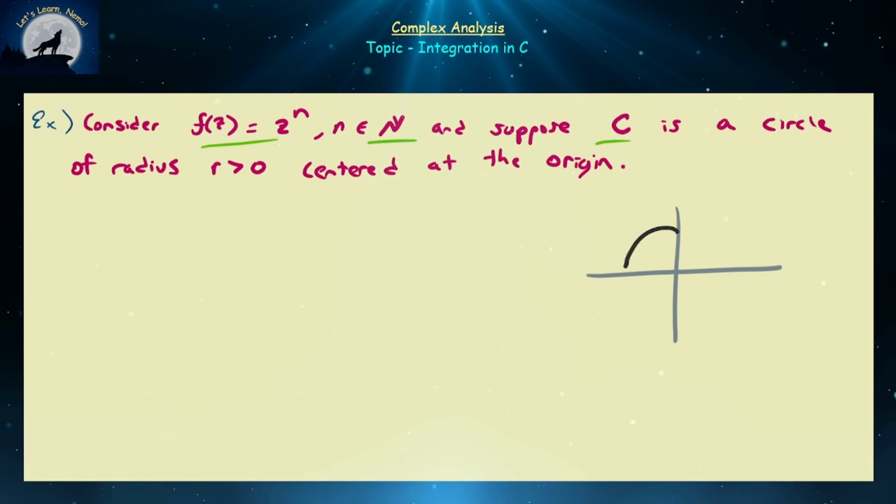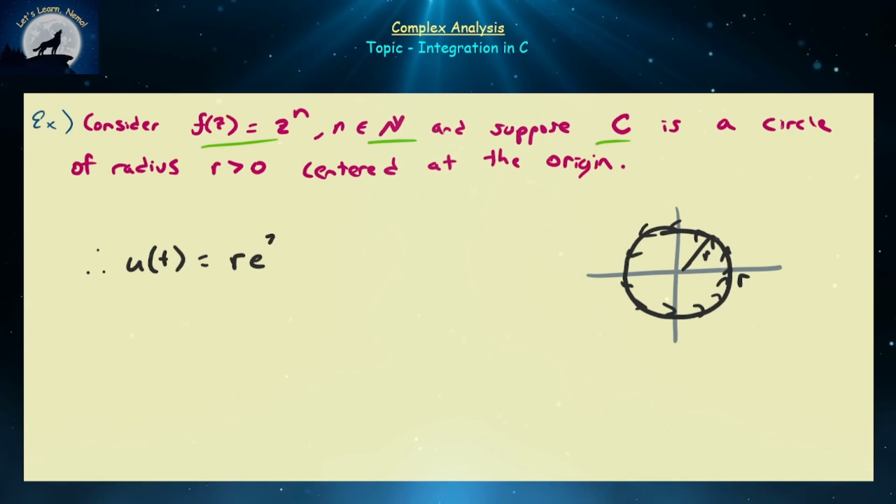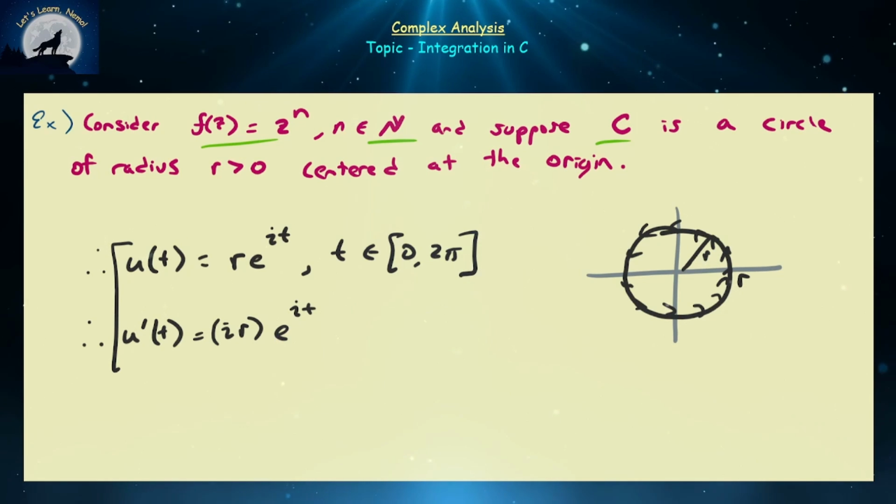So our contour is going to be a circle of radius r, and let's assume that we're going to parametrize this counterclockwise, which is typically going to be the default for most parametrizations, with a couple exceptions here and there. All right, so there's our contour. And how do we parametrize that with respect to t? Well, we can let u of t be equal to r e to the it, where t ranges from 0 to 2 pi. So if this is u of t, then the derivative with respect to time is going to be equal to i r e to the it, and t will still range from 0 to 2 pi.